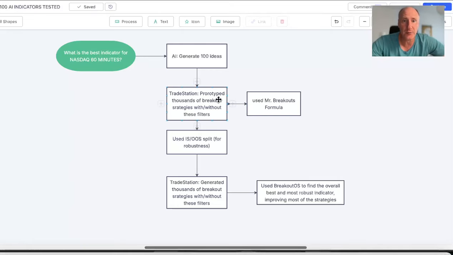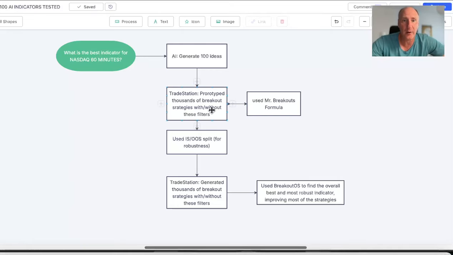So I prototyped thousands of strategies with and without filters. And of course, I split them into in sample and out of sample. That means each strategy tested this filter in sample and out of sample. We have to verify that if we find the best filter on in sample data, we also confirm this would be the best filter, or best indicator, on out of sample data, on the unseen data. This way, as I said, I generated thousands of breakout strategies with and without filters, and at the end I imported the results into BreakoutOS, and that's what you see here.